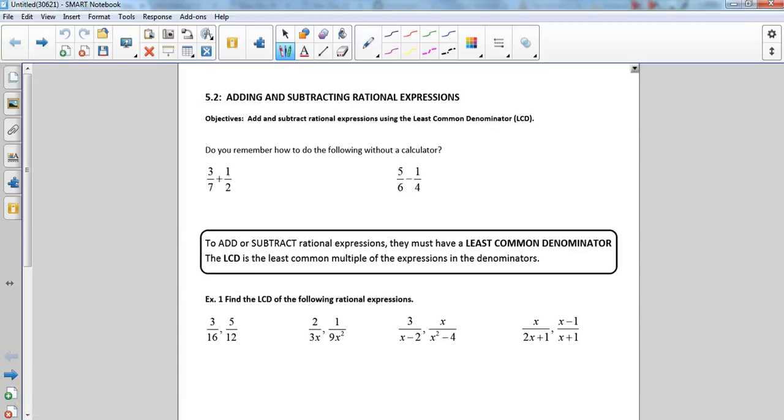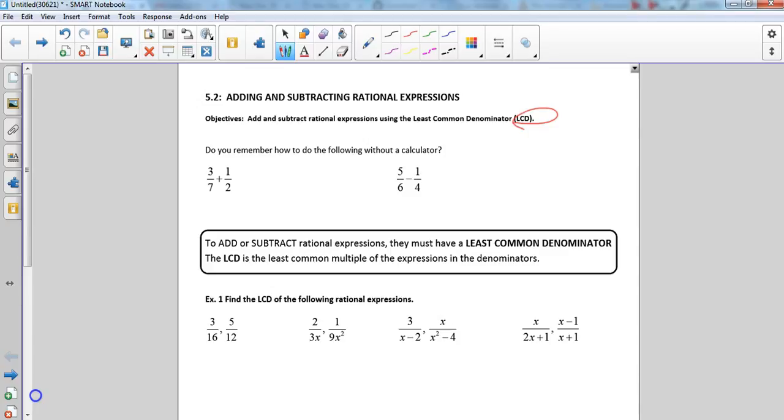Okay, adding and subtracting rational expressions. We're going back to middle school, maybe even elementary school, with the idea of a common denominator. And we want the least common denominator just for efficiency's sake. There are plenty of numbers we could use. We want the smallest one so that we don't have to do as much reducing later on, because the bigger we make it, the smaller it's going to have to be eventually again.